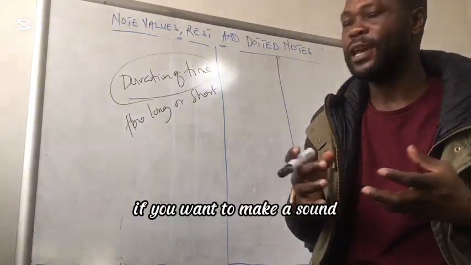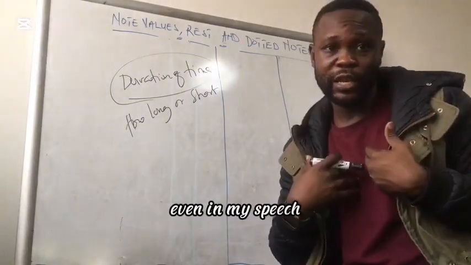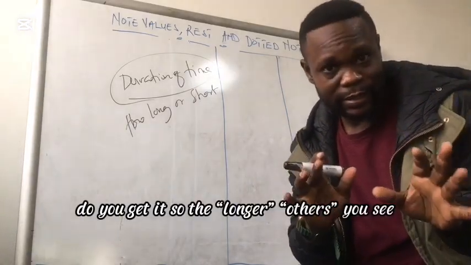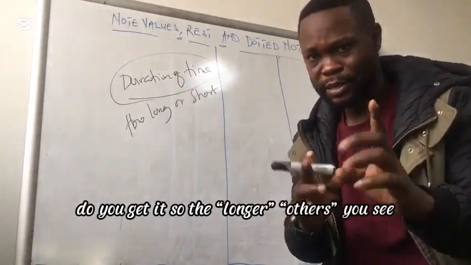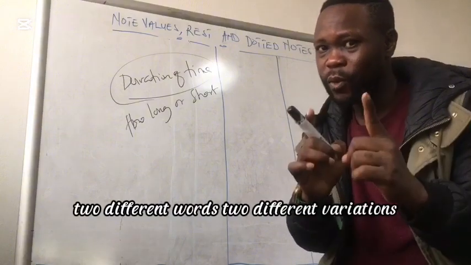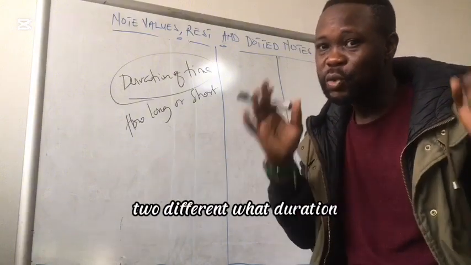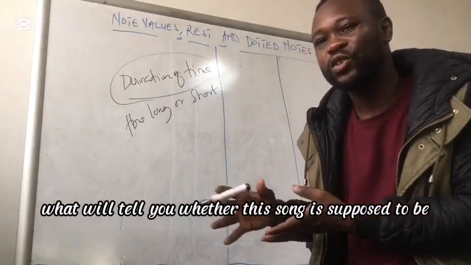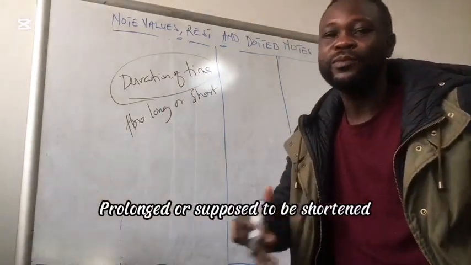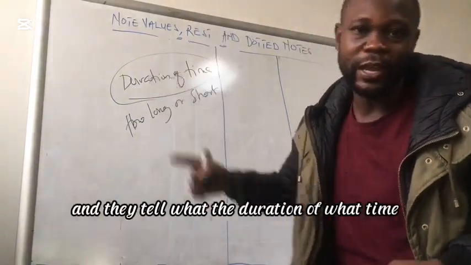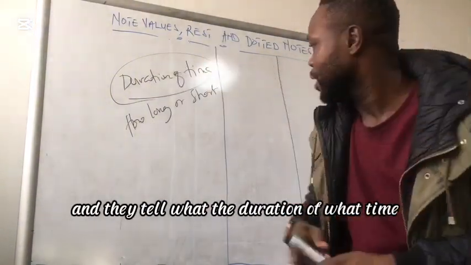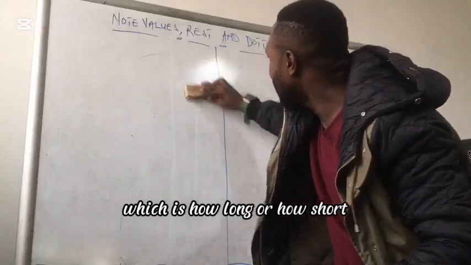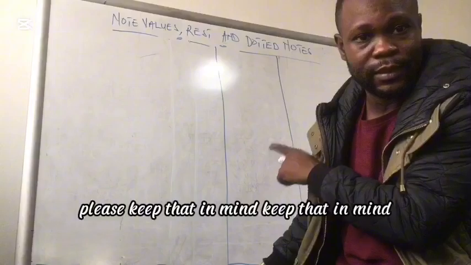If you want to make a sound, even in my speech, there are some words which are longer than others. Do you get it? So you see there are two different words, two different variations, two different durations. What will tell you whether this sound is supposed to be prolonged or shortened is what we call note values, and they tell the duration of time. Now let's go into it. Once they are telling us the duration of time, which is how long or how short, please keep that in mind.